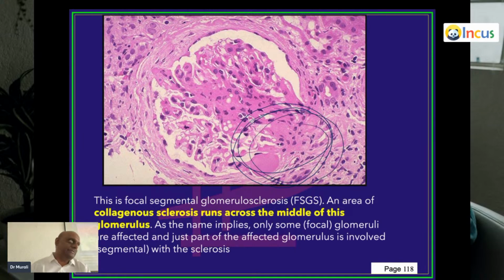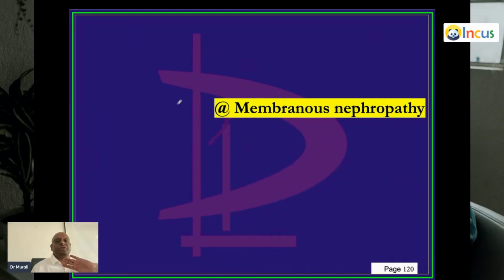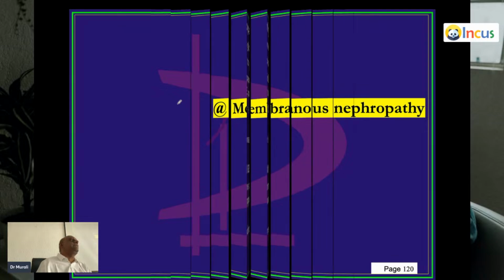fibrosis in case of FSGS. This is another example. Where do you see the fibrosis? Here. So some scar will form. HIV patients may, infective endocarditis may, heroin drug abusers may, in all these people, that initiates a focal segmental glomerular sclerosis. Then comes membranous nephropathy quickly.